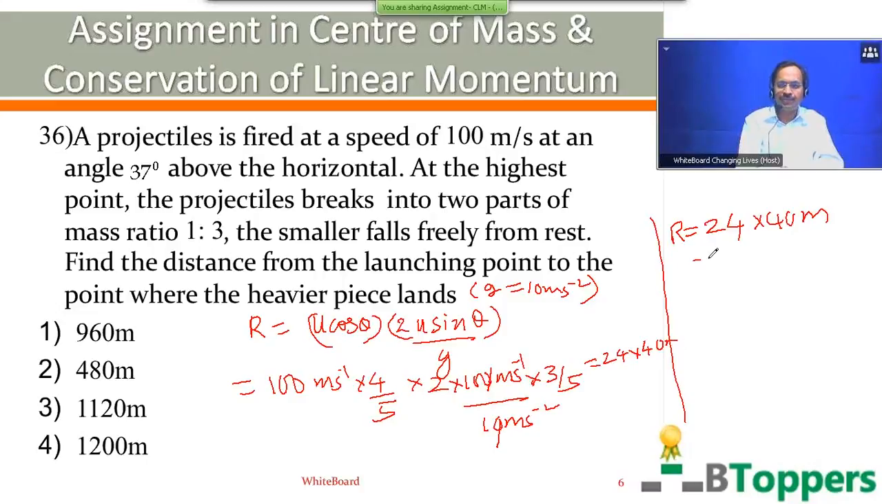So you get 960 meters. As I discussed earlier, x2 will get 7R by 6. So 7 by 6 into 960 meters. This problem was given in one of the previous AIEEE entrance exam papers.